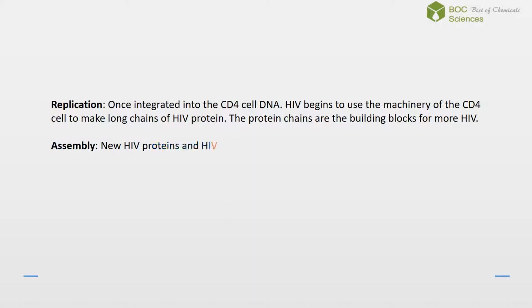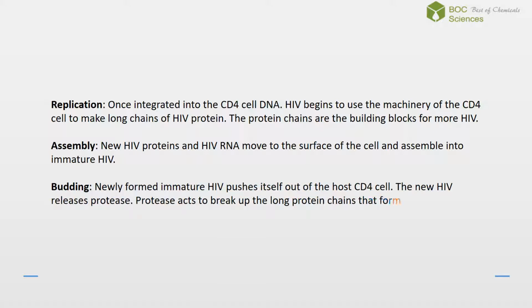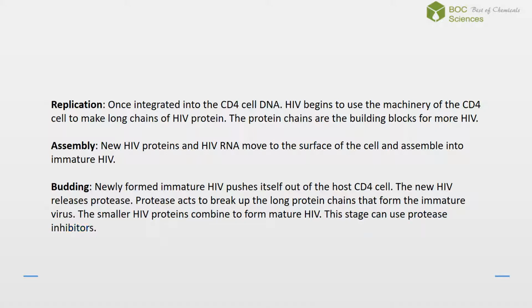Assembly: new HIV proteins and HIV RNA move to the surface of the cell and assemble into immature HIV. Budding: newly formed immature HIV pushes itself out of the host CD4 cell. The new HIV releases protease. Protease acts to break up the long protein chains that form the immature virus. The smaller HIV proteins combine to form mature HIV. This stage can use protease inhibitors.